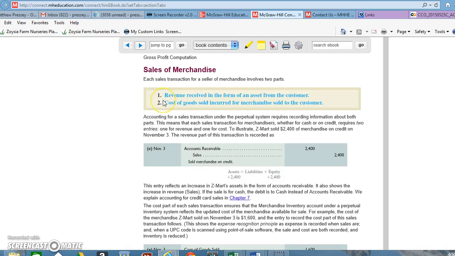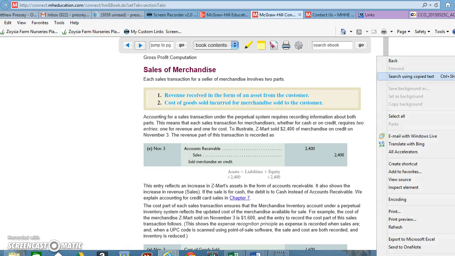And here they break down the sales of merchandise. Basically, each sale is going to include these two parts: revenues received in the form of an asset from the customer, and the cost of goods sold incurred for the merchandise sold to the customer, which is deducted from that to reach a gross profit, I'm sorry.